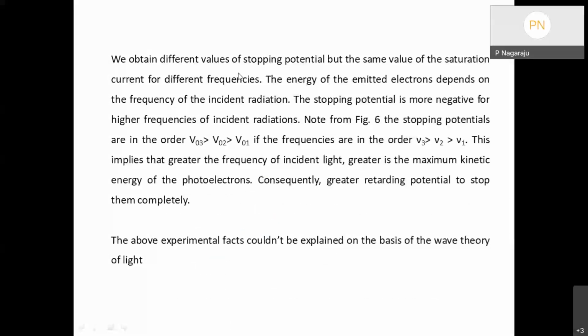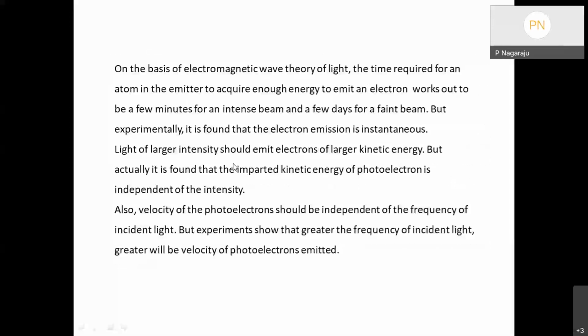We worked on different values of stopping potential. On the basis of the electromagnetic wave theory, the time required for an electron to be emitted from an atom is of the order of a few minutes, even if the intensity of the beam is very high.